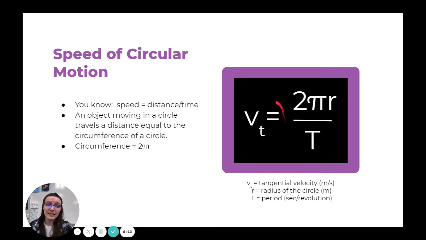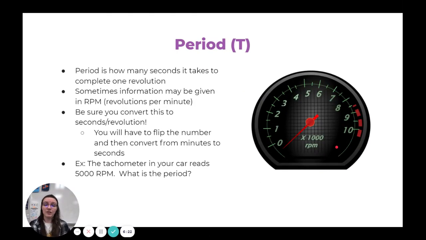So the speed of circular motion, my tangential velocity, will be 2 pi r divided by this capital T. That capital T is different from time. It is referring to the period. The period is how many seconds it takes to complete one revolution.